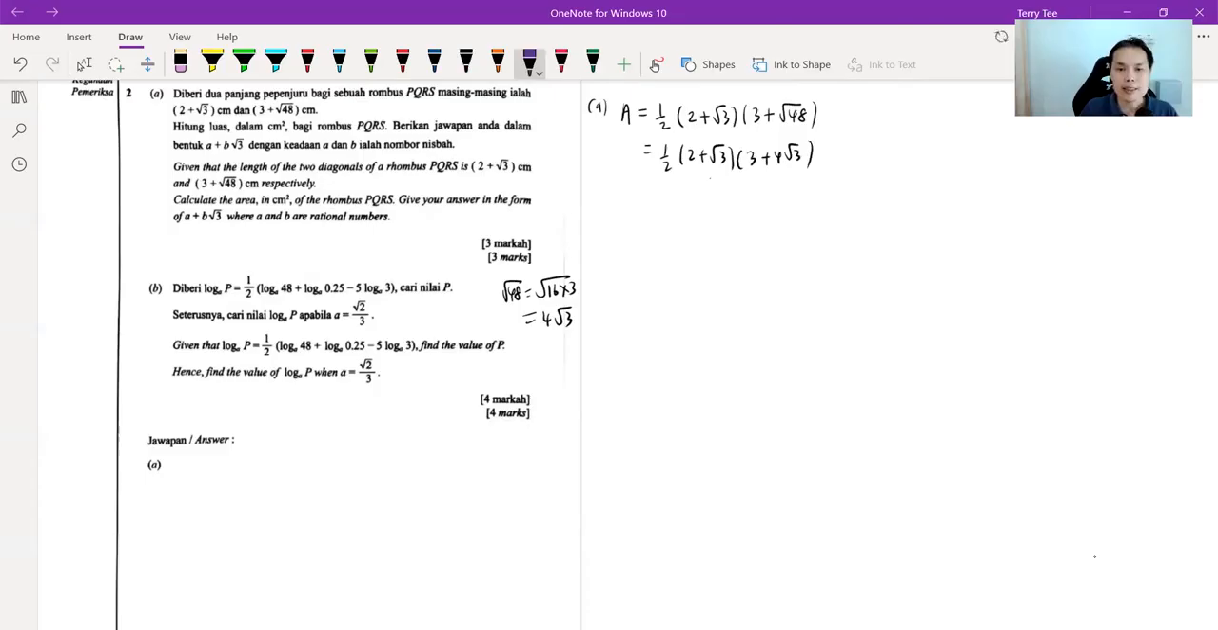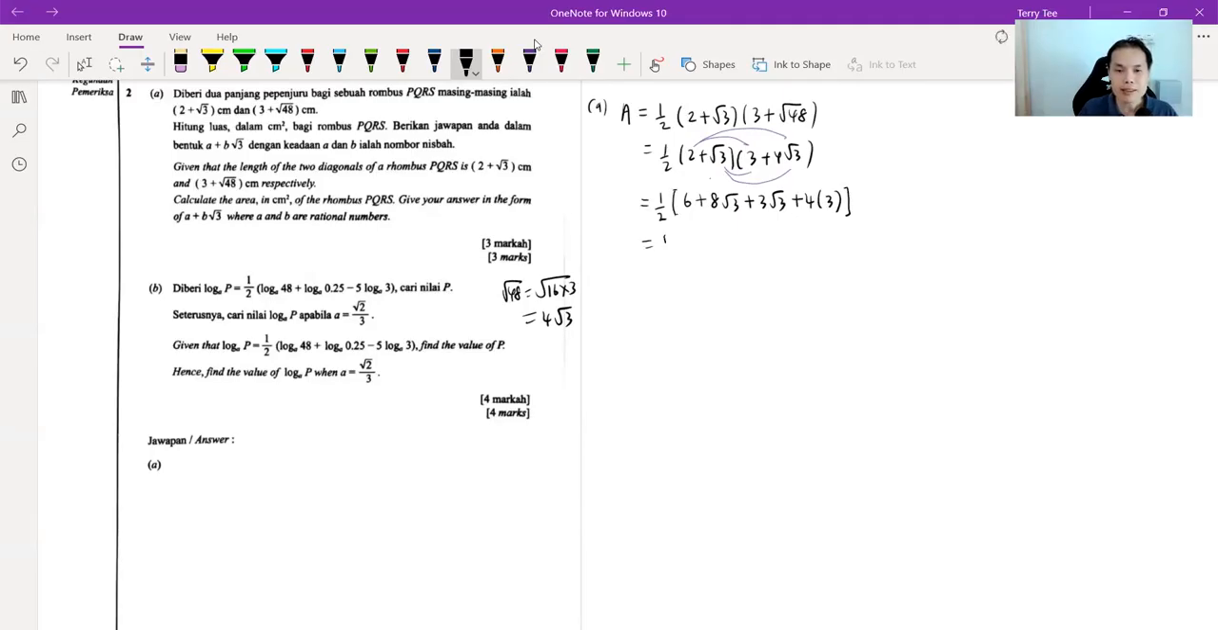Then you expand: 1, 2, 3, 4. Be sure to show your working one by one. You can't just type in the calculator and get the answer straight away, although you can do that to double check. As we expand, you should get 2 times 3, which is 6. 2 times 4 surd 3, which is 8 surd 3. Then 3 times surd 3 gives us 3 surd 3. And 4 surd 3 times surd 3 gives us another 12. So there you go.